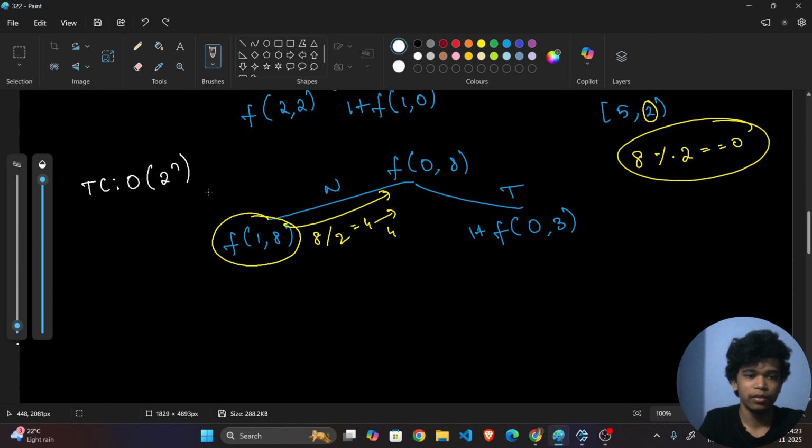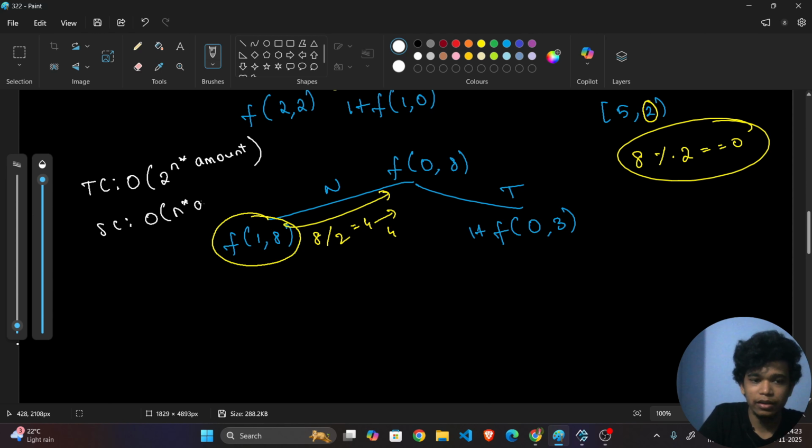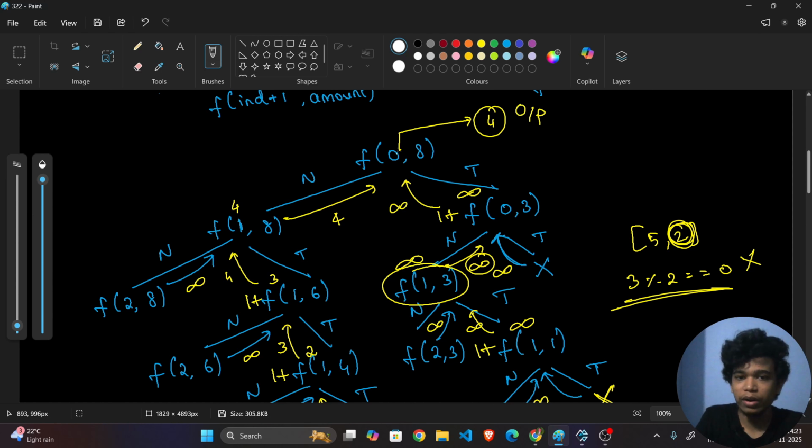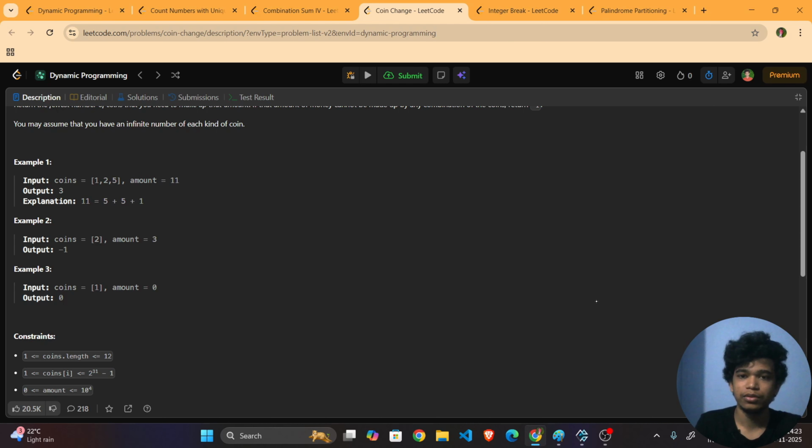Sorry, the time complexity will be O of 2 power n, where n is going to be the number of array elements times the amount. And the space complexity will be O of n times amount. That's it. The space complexity is because of the recursion stack, and the time complexity is because for one recursion call we have a maximum of 2 recursion calls, right? So for n times amount recursion calls, we will have 2 power n times amount recursion calls. Okay, fine. So let us see the code.